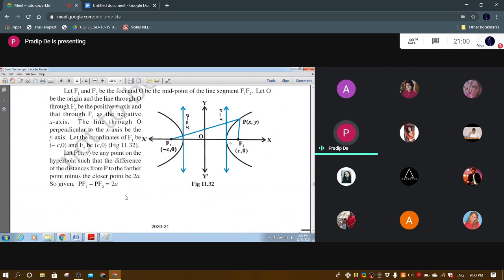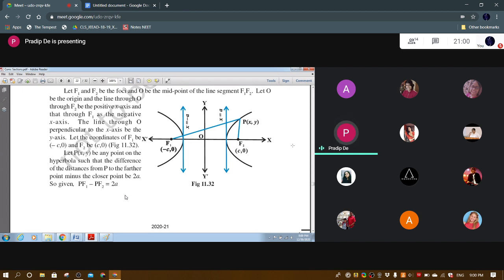Anyway, the distance between the two vertices is 2a. And there are 2 points on the y-axis which are at a distance of b, small b. So a point on the y-axis, b units above the origin and b units below the origin. That is 0 comma b and 0 comma minus b. That is the conjugate axis. Transverse axis 2a, conjugate axis 2b.